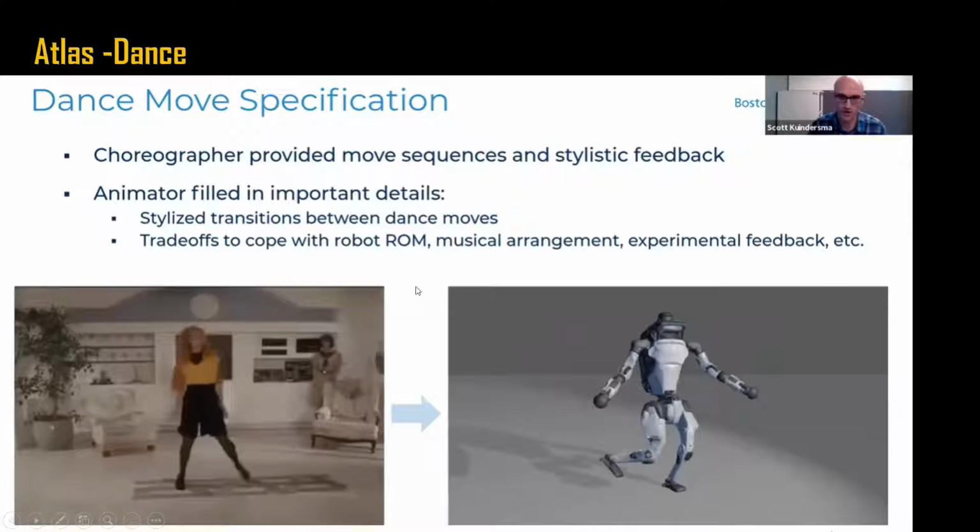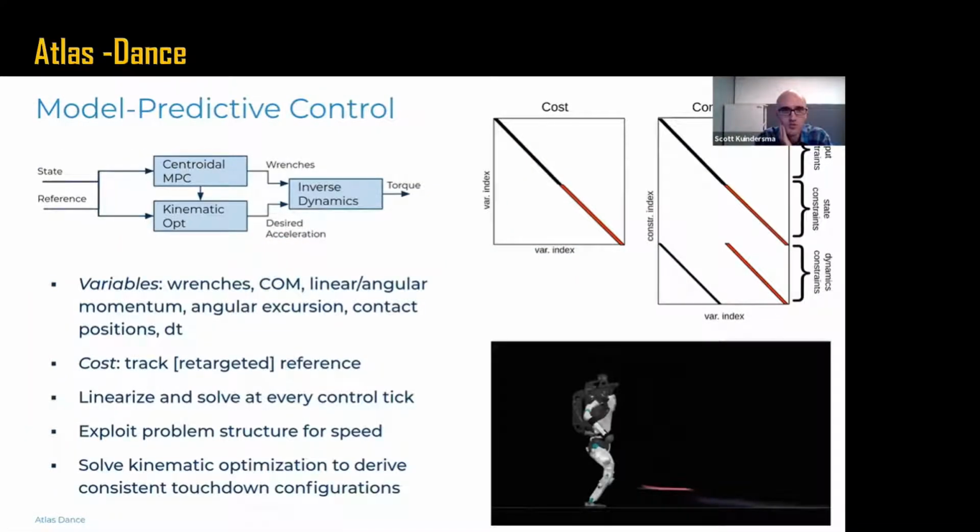This is more like what they use in films, for example. So here we see how model predictive control is being used, and the same thing is explained in a bit more detail. We take this centroidal model predictive control and kinematic optimization, and this gives us the wrenches, the forces, and desired acceleration. Then inverse dynamics is performed, and then we get the torque.